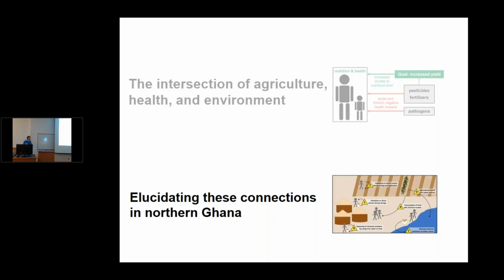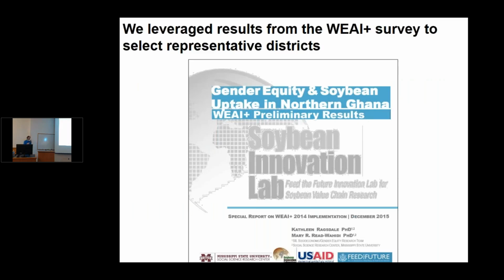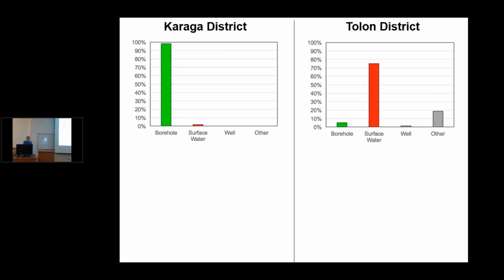So to begin, we took a survey that was done previously by the gender equity piece of the Soybean Innovation Lab, this WEAI Plus survey, which was conducted in northern Ghana. And we identified two districts that were included in that survey that we were going to focus on for our work. The reason we picked these two districts is that in a number of different areas they were similar, but they had a few key differences that we wanted to focus on.